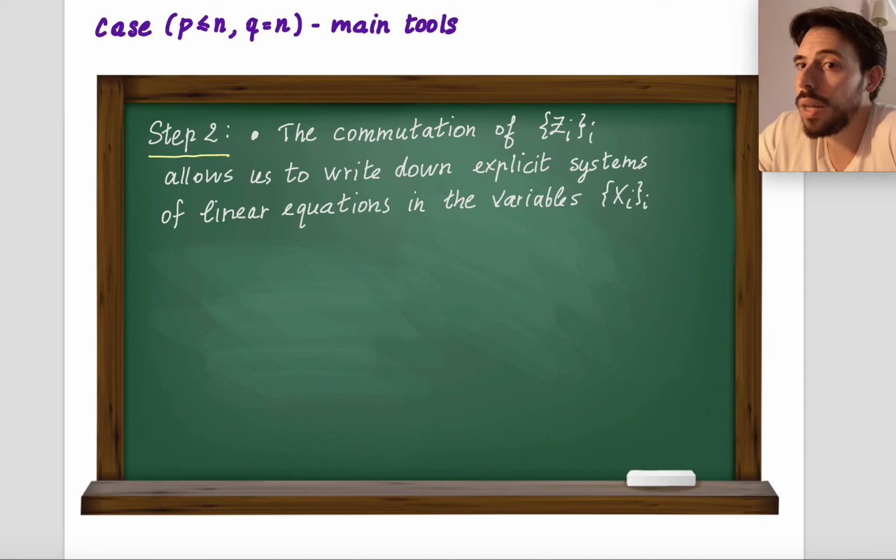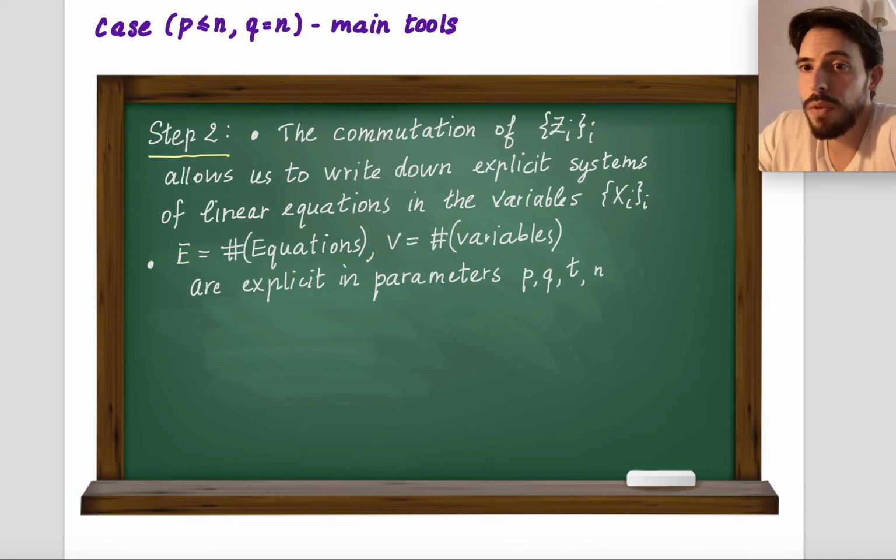This leads to write down an explicit system of linear equations in which the variables are precisely the entries of these matrices Xi. Now, to simplify notation, let capital E denote the number of equations of that system and by capital V the number of variables. But you can imagine that these values are explicit in the parameters of the problem.